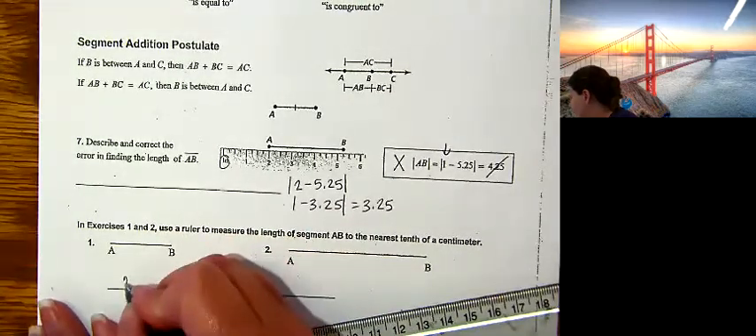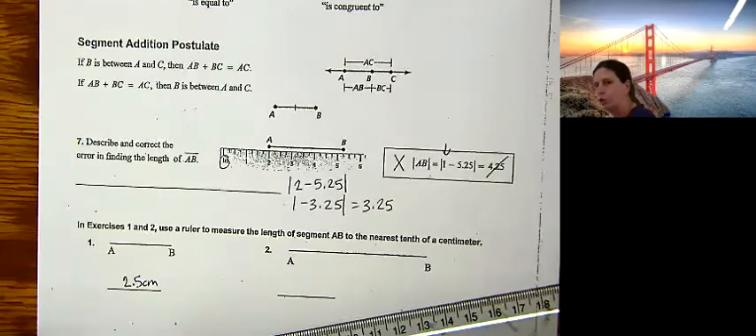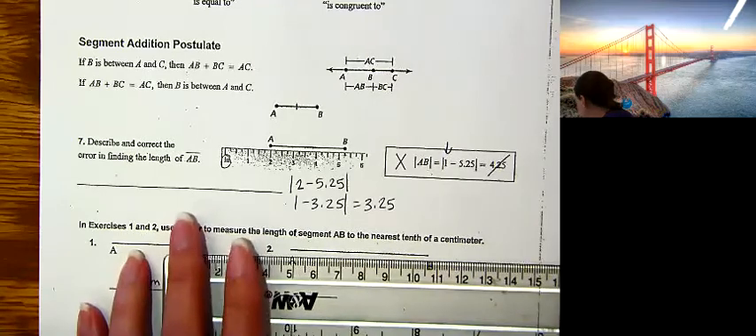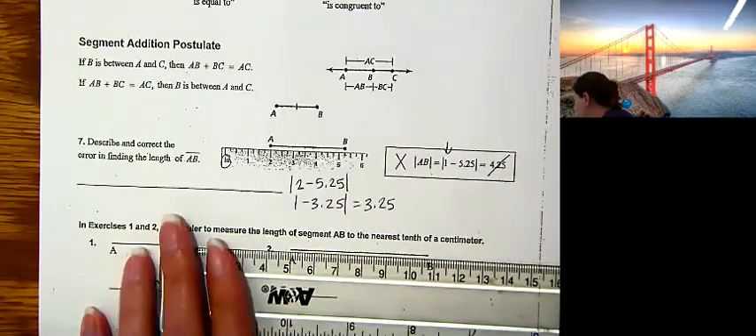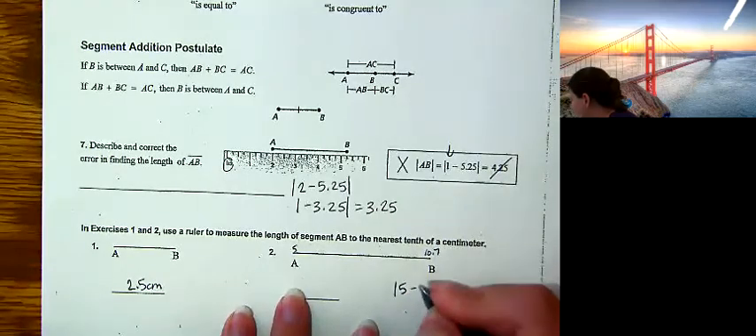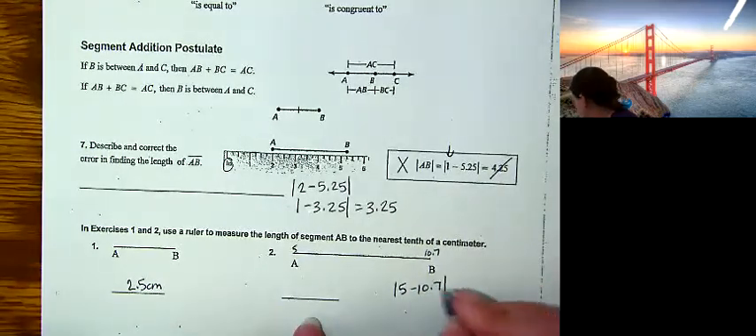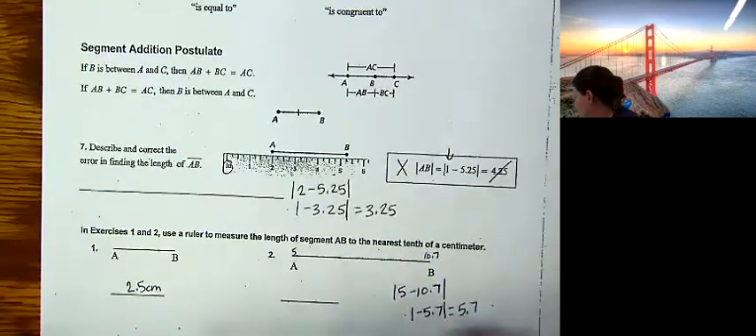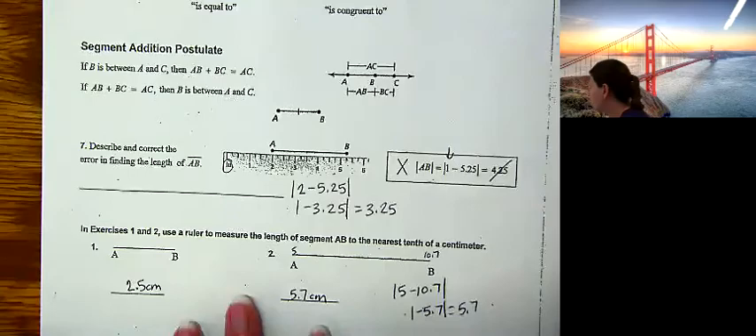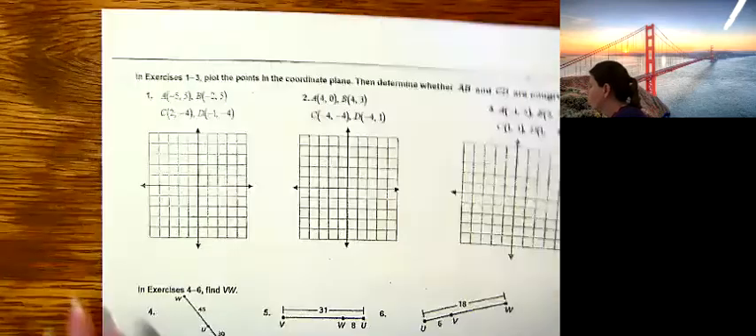2.5 centimeters. And they'll give you a little margin of error on that, so get pretty close. This one, if I wanted to use the ruler postulate, I'm going to say that I start this at 5, and this other part ends up at 10.7. So if I wanted to find the length of this, I could find the difference of these, which is -5.7, which is 5.7 centimeters.